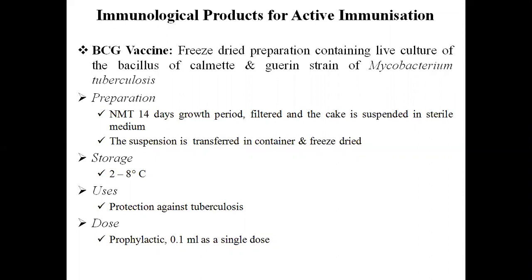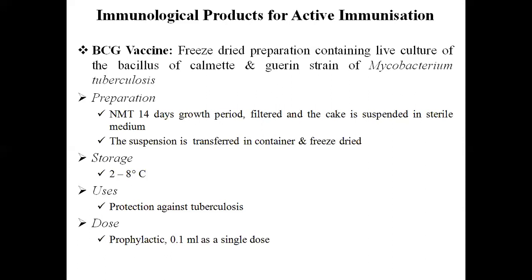There are different types of immunological products: immunological products for active immunization, immunological products for passive immunization, and immunological products as diagnostic agents. So basically we are going to discuss here the immunological products for active immunization. Among these, different vaccines will come under this. So first of all, we'll start with BCG vaccines.